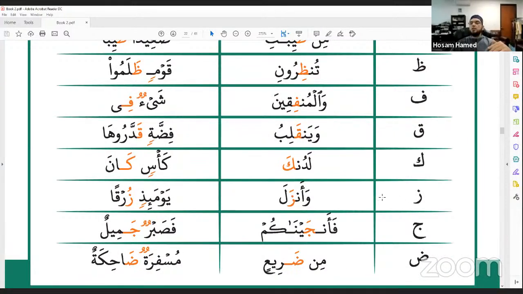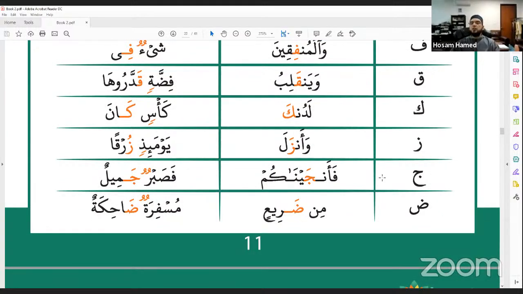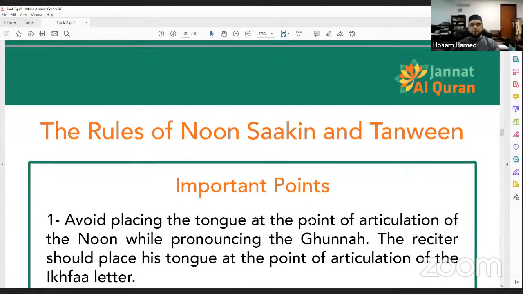الزاي وأنزل يومئذ زرقا. الجيم فأنجيناكم فصبر جميل. It's very important to repeat along with me. It's very important to practice these rules. الضاد من ضريع. مسفرة ضاحكة. I think we are done with examples.